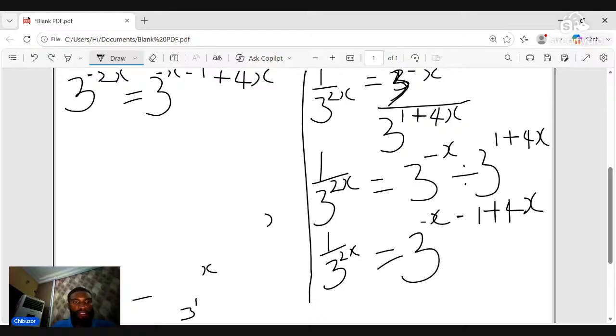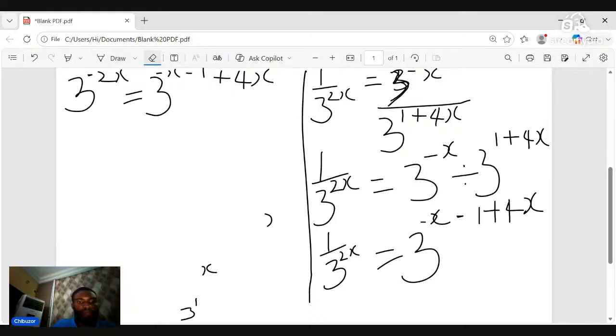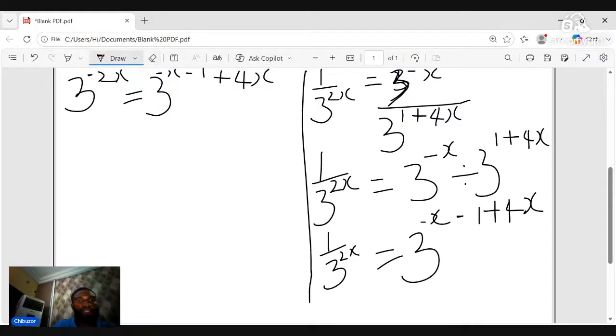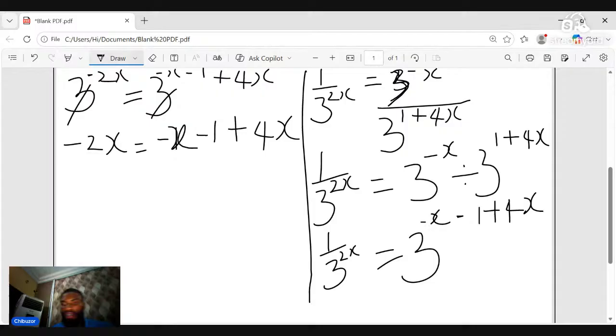So now that we have it as the same base, we can cancel out 3 and 3. We'll be left with minus 2x is equal to minus x minus 1 plus 4x. I hope you are following. Good. So what do?